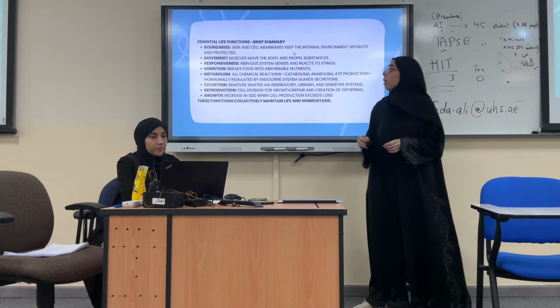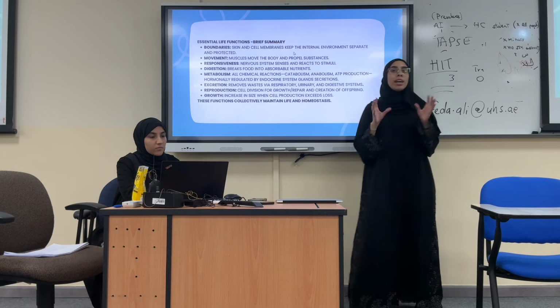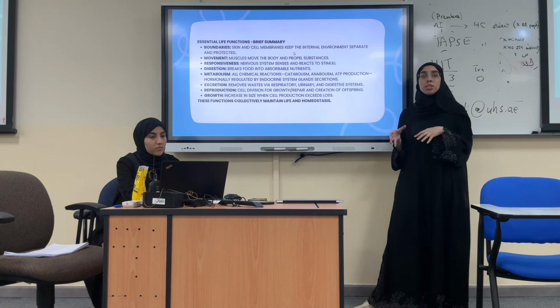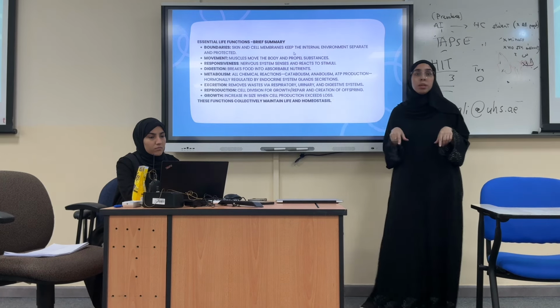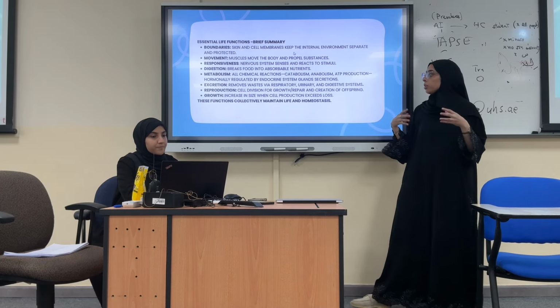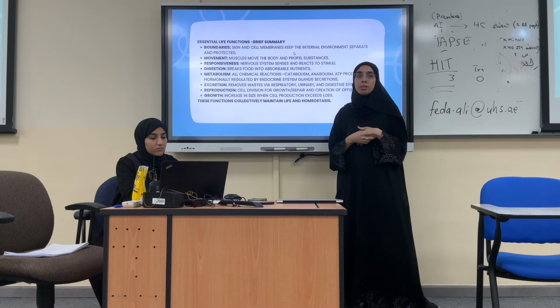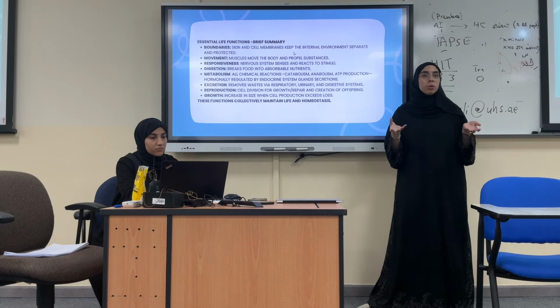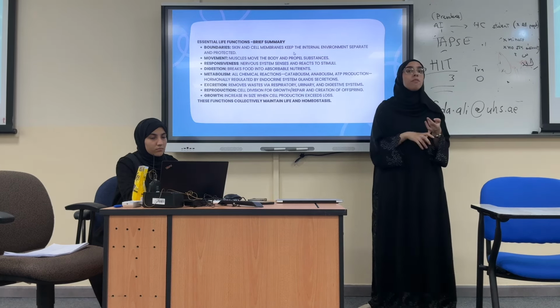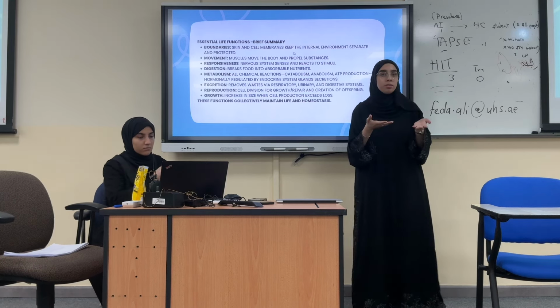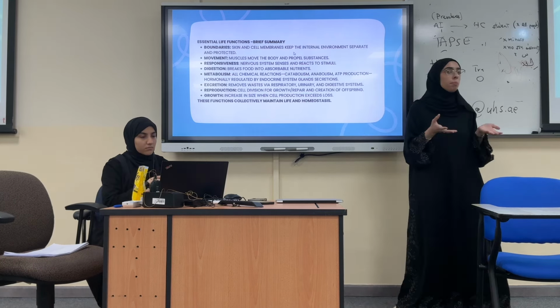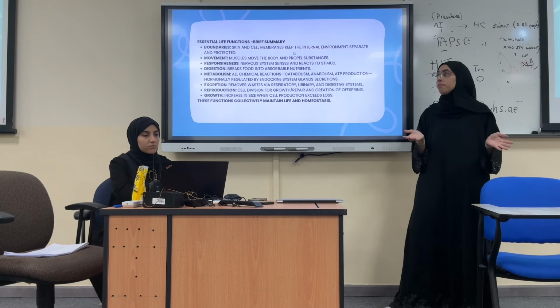Okay, so now I will talk about essential life functions. I'll give you a brief summary that will help you understand it while reading it from your book. I believe it's a whole page in the book. So I'll give you a brief summary that will help you go through it. Let's start with boundaries. In order to understand it, I'll give you an example. Our skin is considered a boundary because it protects us from pathogens. Another example of a boundary is the cell membrane. It protects the internal environment.